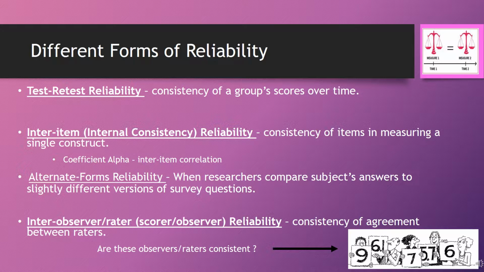Alternate forms reliability. When researchers compare subjects' answers to slightly different versions of survey questions, a researcher may reverse the order of the response choices in an index or modify the questions slightly and re-administer that index or questions to subjects.